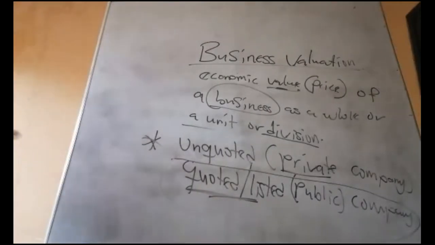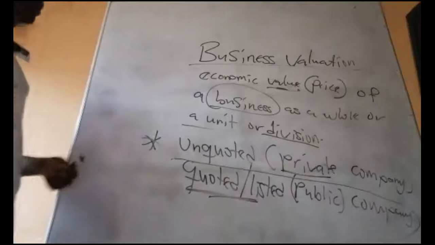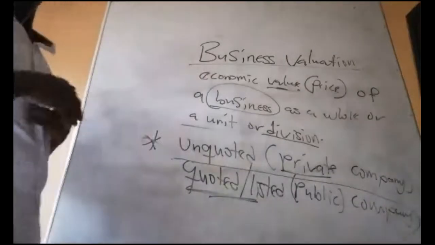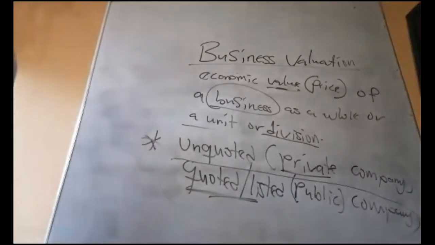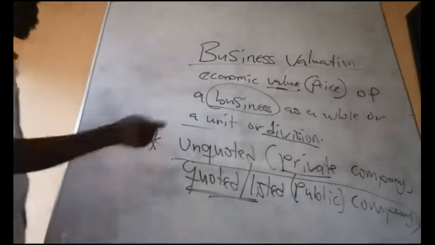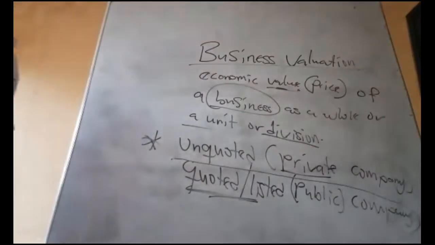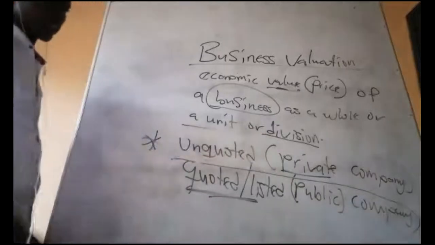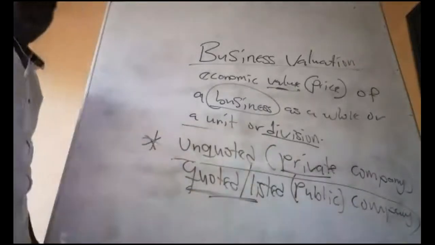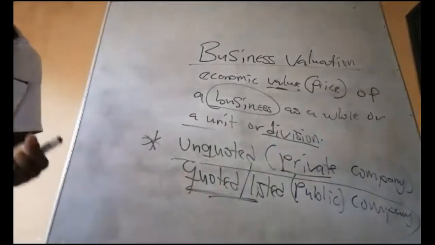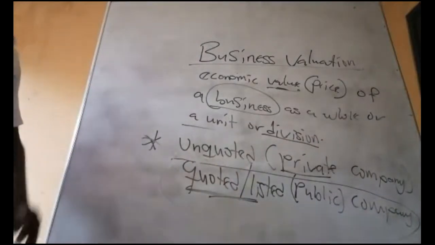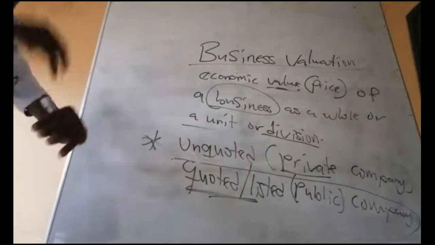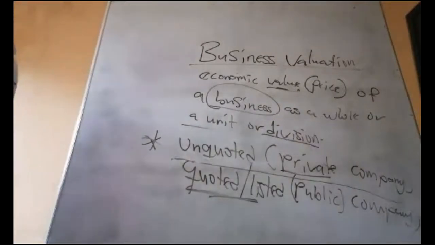So in short, what I'm trying to say is this. Most business valuations are done for unquoted companies because their share prices are not available. So if you want to sell your shares or your business, and the business happens to be an unquoted, unlisted or private company, you find it difficult to determine the market value. So you have to go through a series of processes to determine the value of the company. And that series of processes is called what?